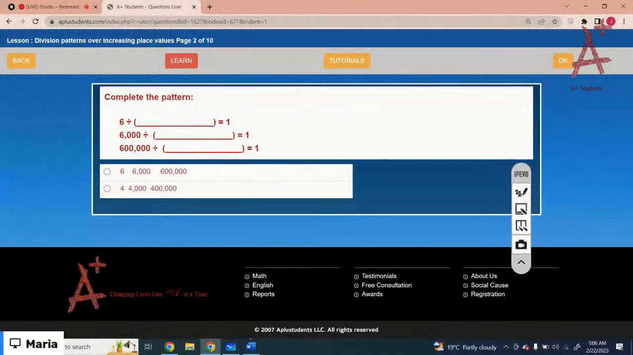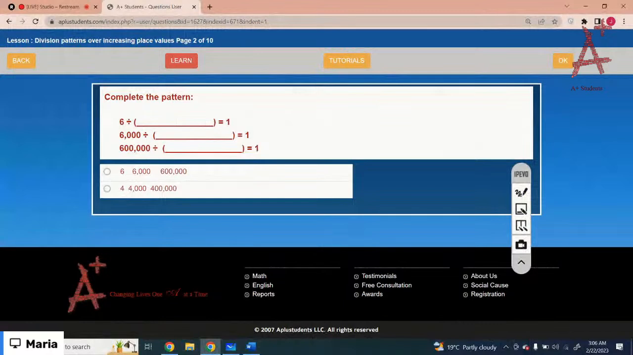A number dividing by itself equals 1. Got it? So you have to do 6 divided by 6 equals 1. That means a number dividing itself equals 1. So it would be 6 divided by 6 equals 1.